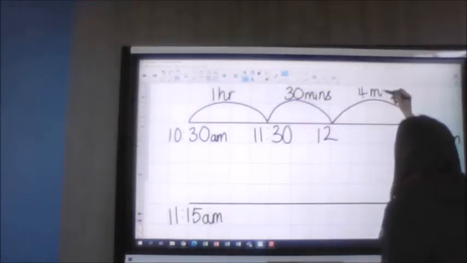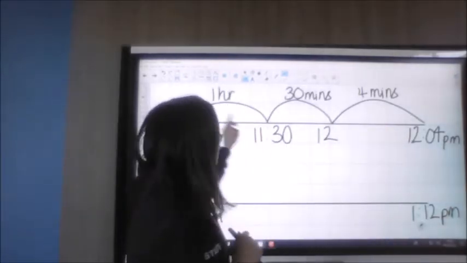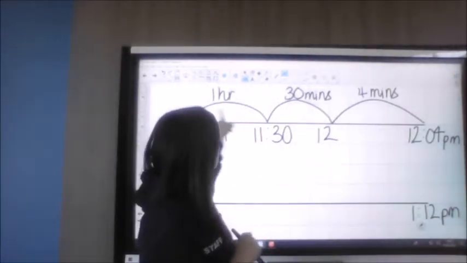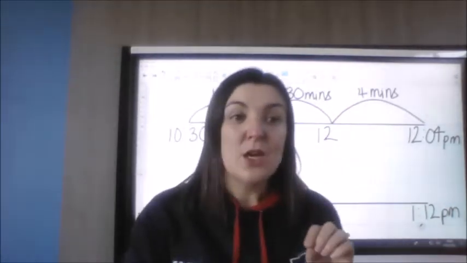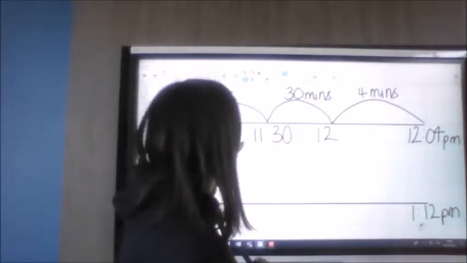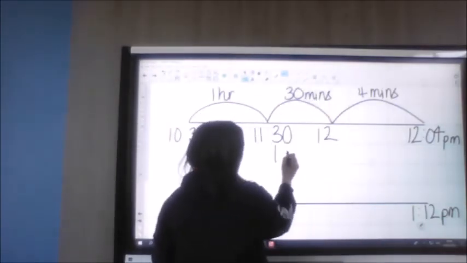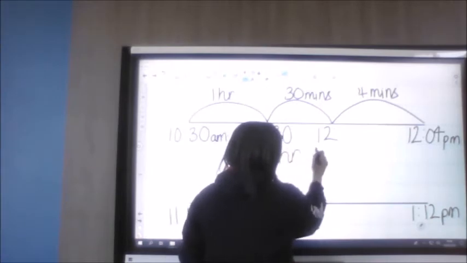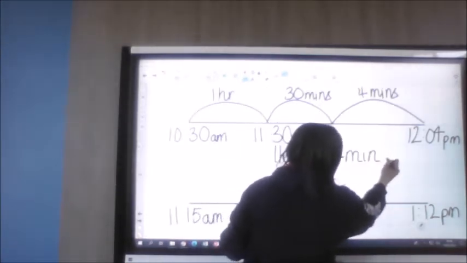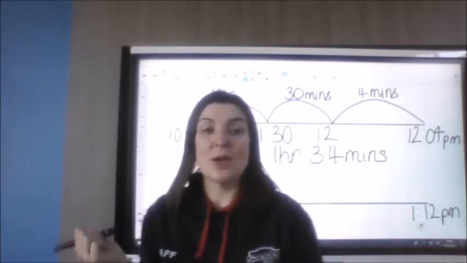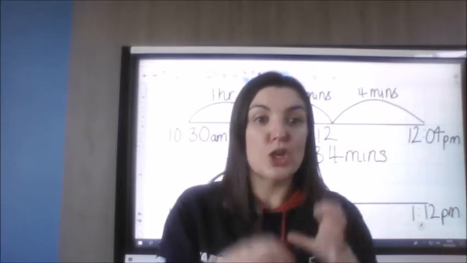So 4 minutes gets me to 12:04. So I've got my jumps. I've done an hour, I've done 30, I've done four. Okay, so now my final step is to add these together. So it's 1 hour and 34 minutes. So my journey time would be 1 hour 34 minutes. Okay, so that would be if the middle value is missing when I'm looking for a journey time.